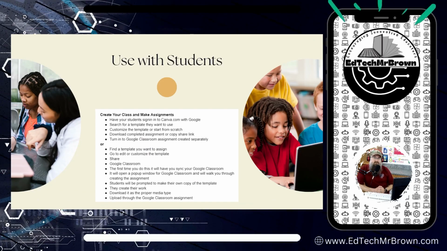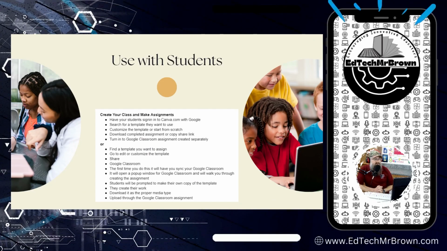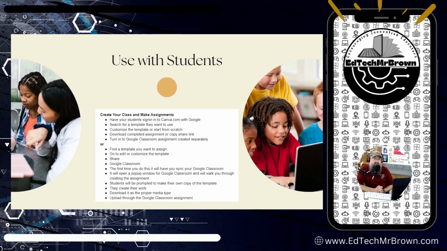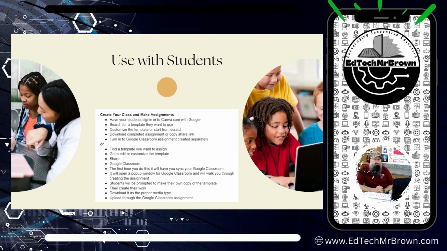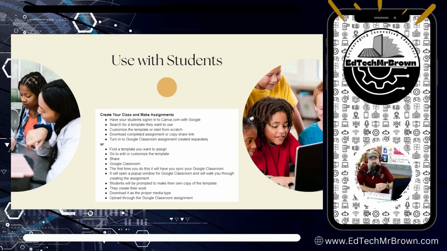But Mr. Brown, how do I use Canva with my students? I'll tell you what, it is super duper easy. The easiest way is just going to be to have your kids sign in at canva.com, sign in with Google, and they're going to have access through their school Google account. Have them go find whatever template they need to complete the assignment that you've given them. They customize the template or they start from scratch. They can download it and then upload it and turn it into you in Google Classroom.